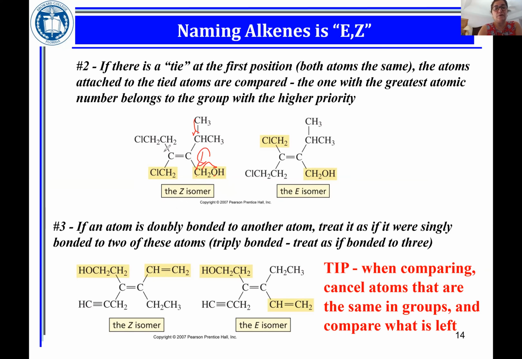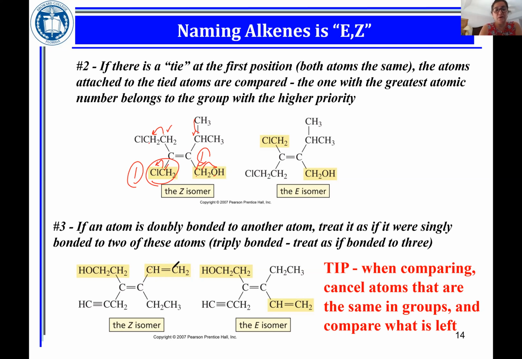And then for these two groups, you first look at these carbons. So now it is a tie. Then you move one step away. One step away, you get to chlorine. One step away, you get to carbon. So you just go one step at a time until you get to the point of difference. You don't go further down. So you have your high priority down here. Both high priorities on the same side is going to give you a Z.